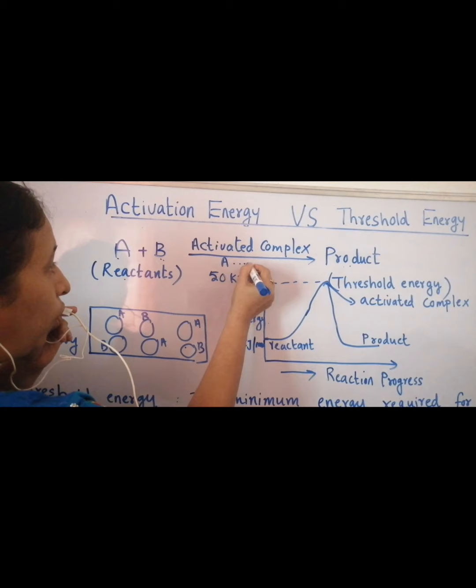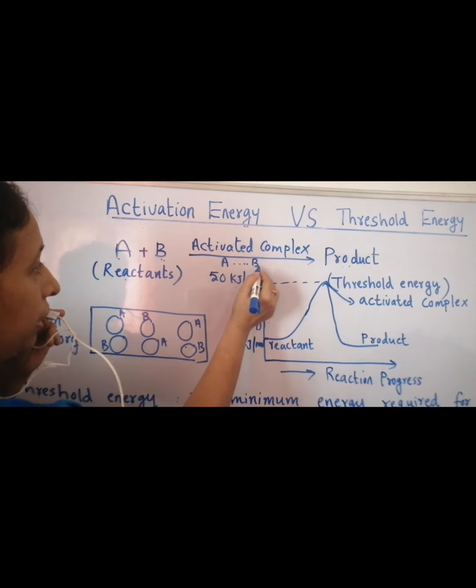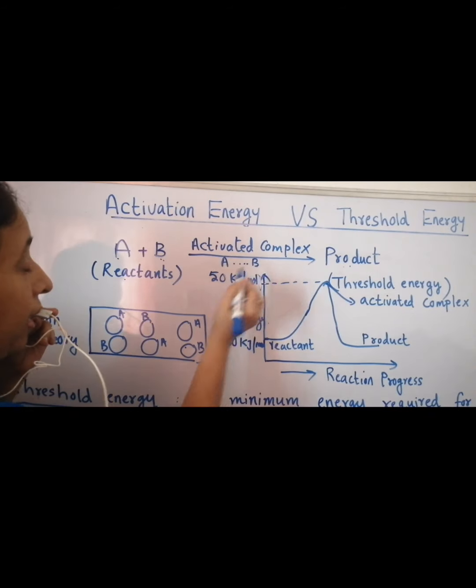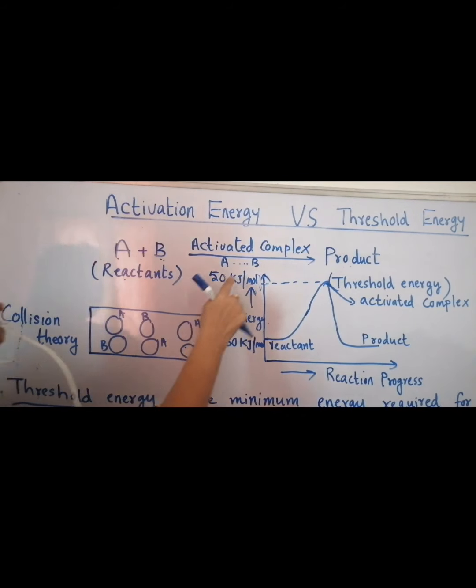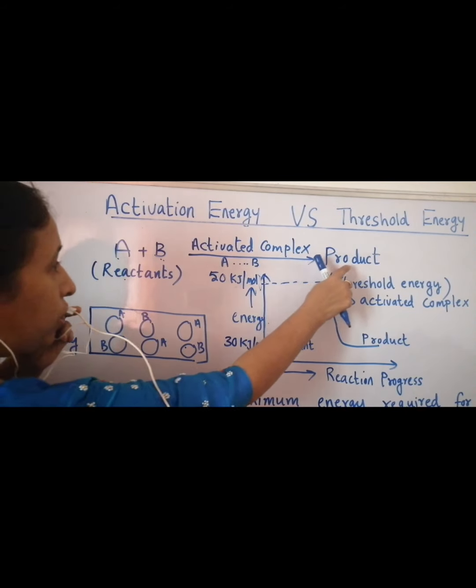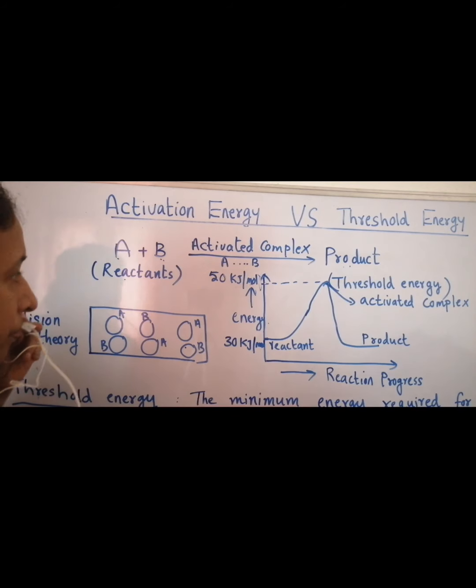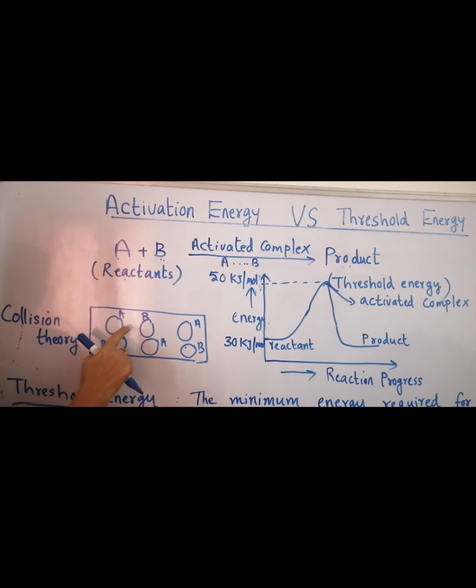This is shown by the dotted line between reactant A and B. The activated complex disintegrates to form products. According to collision theory, the particles should collide with each other. The particles of reactants A and B collide with each other, and not all collisions lead to products.